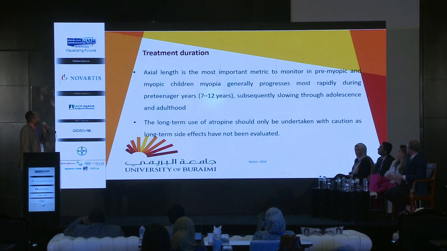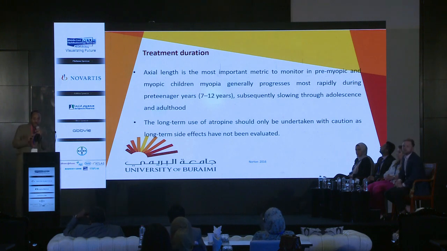Axial length is an important metric to monitor the patient. If you need to monitor your patient, it's very important for us to do an A-scan. An A-scan will show us whether there is elongation of the eye globe or not. The long-term use of atropine should be kept in mind, because atropine is very serious and dangerous. For that, do not use atropine at all.